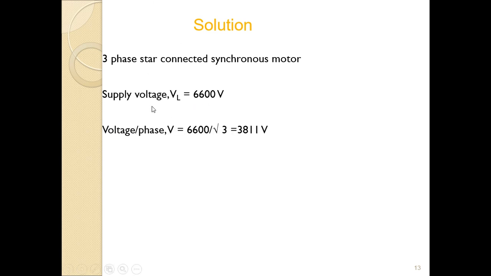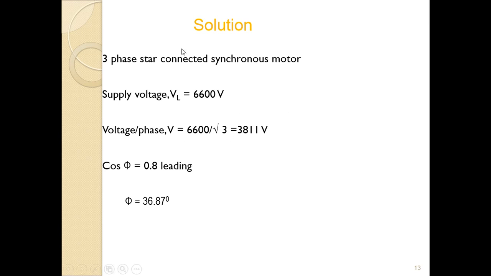Convert this into phase value. So VPH is equal to VL by root 3, that is 6600 by root 3, that is 3811 volts. Next, he given power factor, that is cos phi is equal to 0.8 leading.